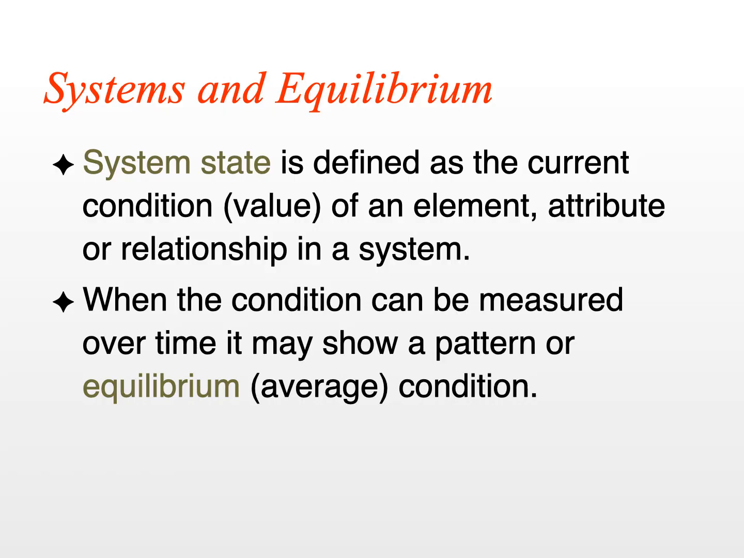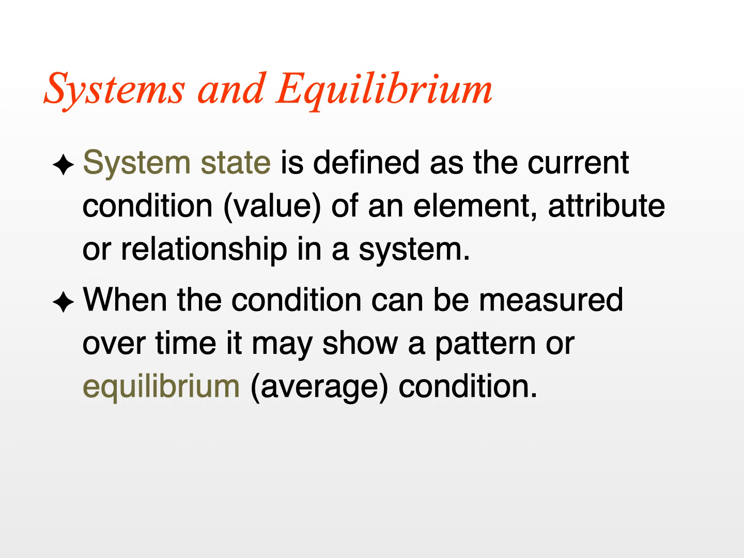Now, an important concept related to systems is the concept of equilibrium. Equilibrium is the measurement of some sort of attribute related to an element, or it could be the measurement of a relationship. Related to equilibrium is something called the system state, which is defined as the current condition or value of an element, attribute, or relationship in a system. For example, for the system state of my heart, I could measure an attribute being beats per minute, and I get an average value of 72 beats per minute.